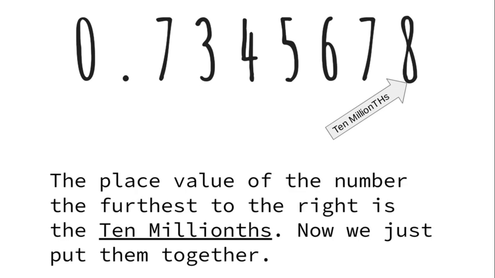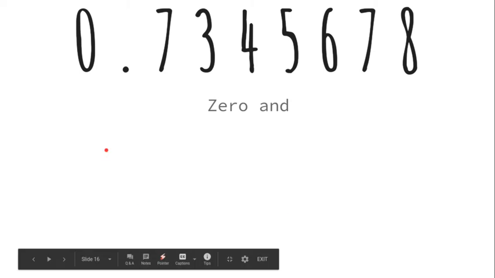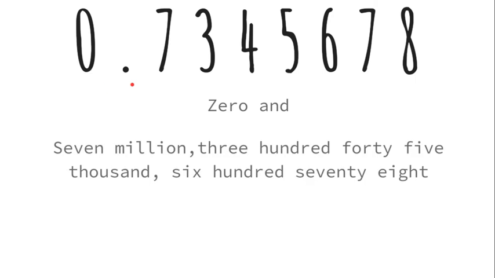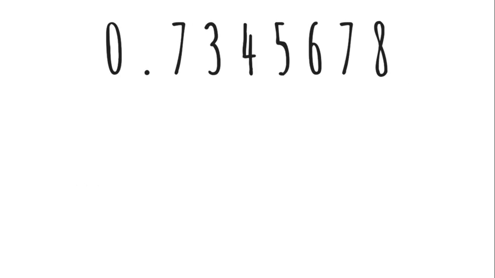Now we need to put it all together. So we have the 8 in the 10 millionths place, and we have our number 7,345,678. Now we just have to put it all together. We start with the 0 and we move on to the 7,345,678, and then we announce the value of the digit in the smallest place value, 10 millionths. We put it all together and we get 0 and 7,345,678, 10 millionths. Wow, is that a mouthful?